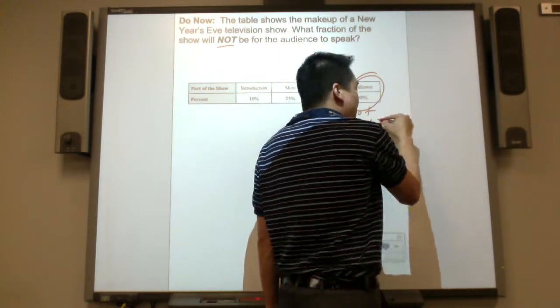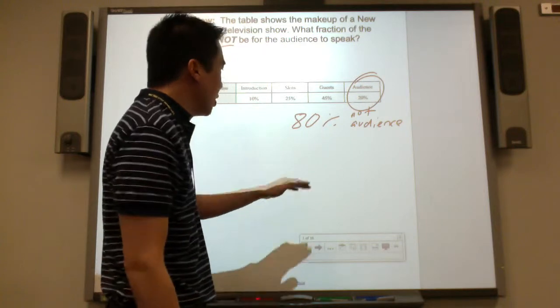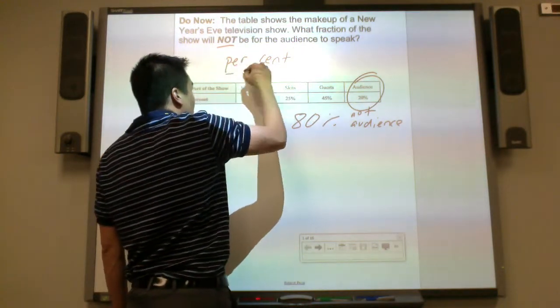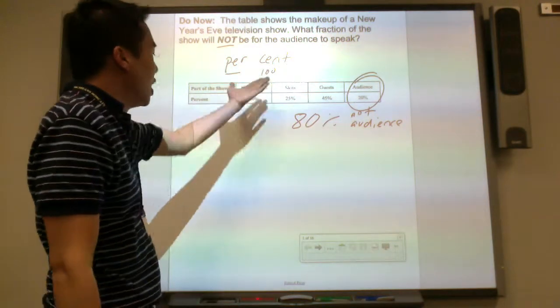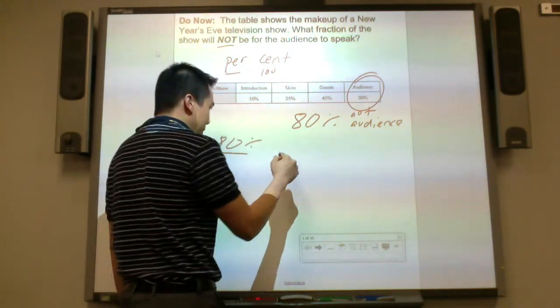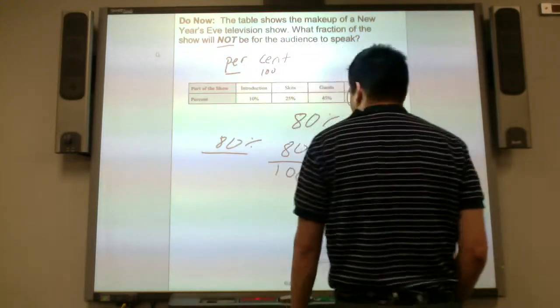What do you remember about percent? The definition of percent means per 100. That's why it's per cent. It means per, how many cents are in a dollar? 100. Per 100. So we have 80%. That means 80% really means 80 per 100. So that is our fraction.